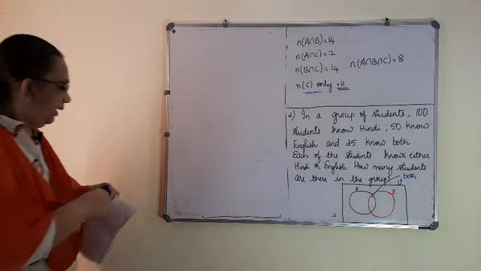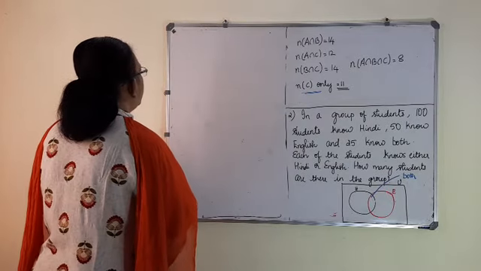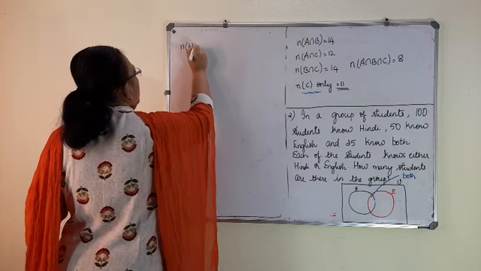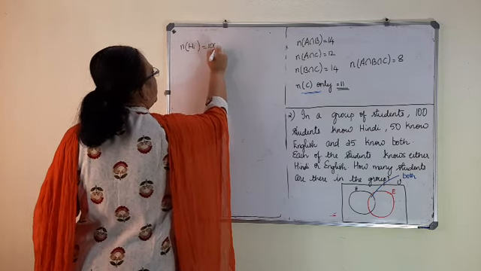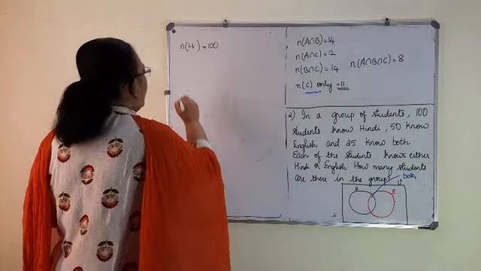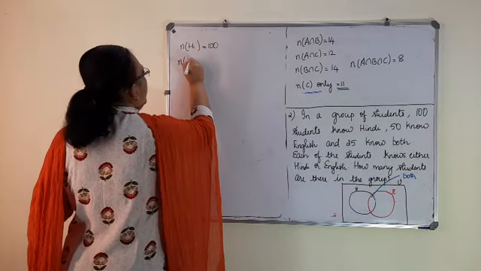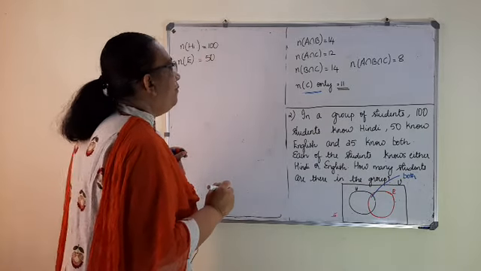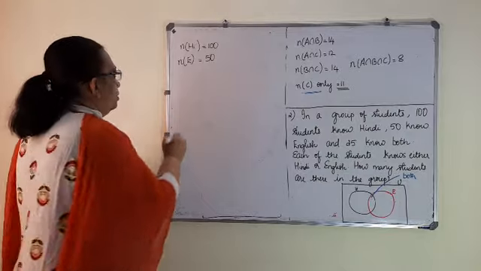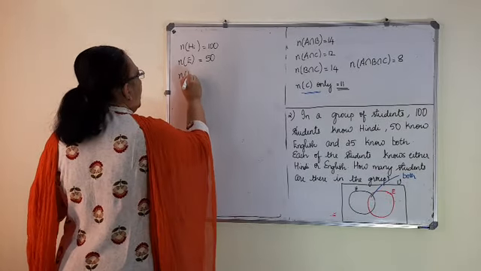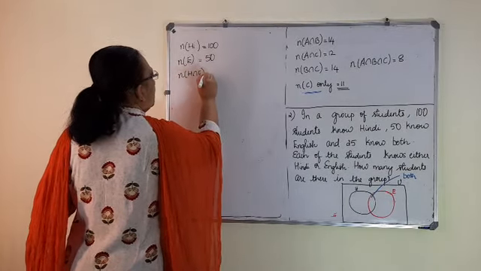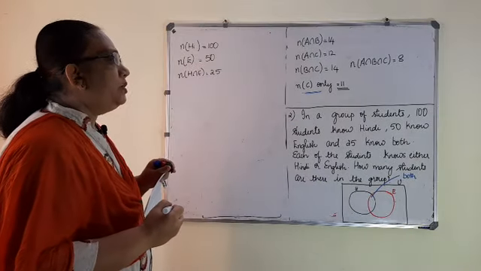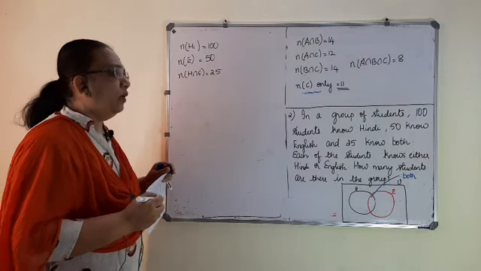100 students know Hindi. Hindi is known by 100 students. 50 know English, n of English is equal to 50. And 25 know both the languages. So how will I write? n of H intersection E is equal to 25. Each of the students knows either Hindi or English.